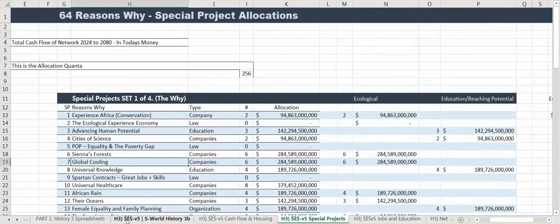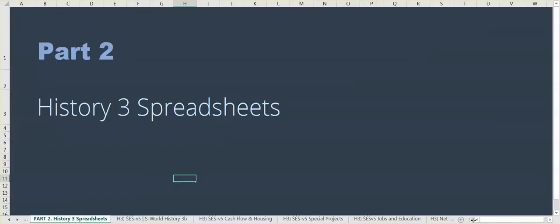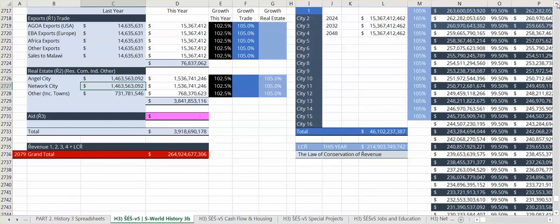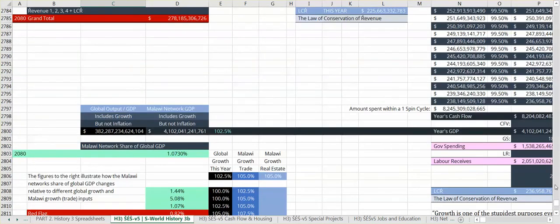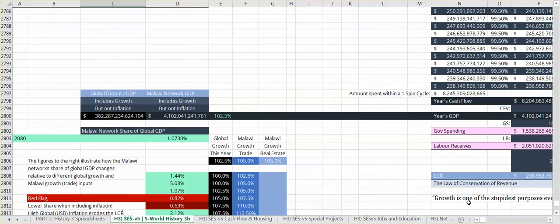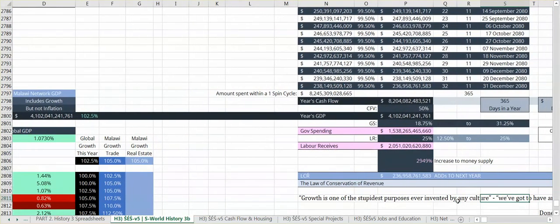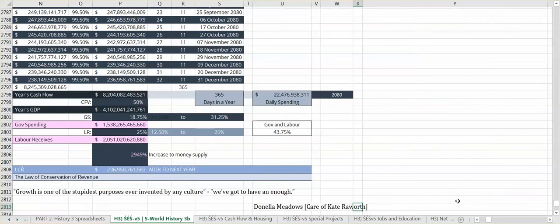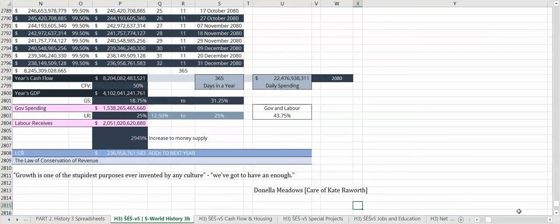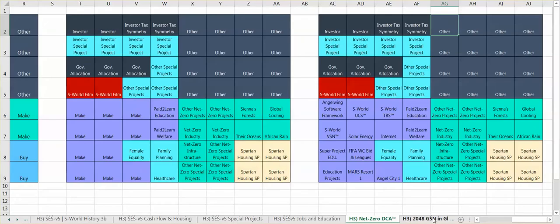Let's find the little quote from Donella Meadows about that somewhere. Where is it? There we go. Growth is one of the stupidest purposes ever. In any culture, we've got to have enough. I got that from Kate Raworth's book, Doughnut Economics, which is a must read. Absolute must read.